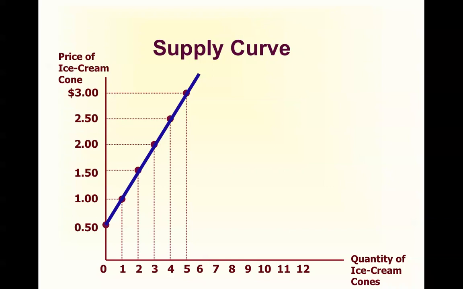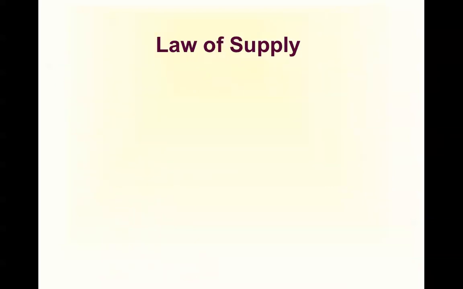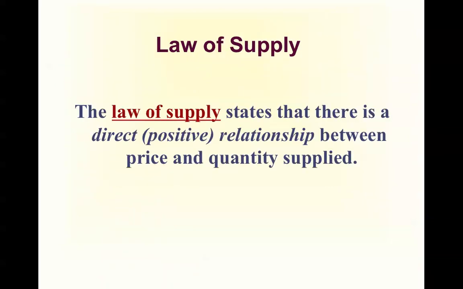And that corresponds to the law of supply. The law of supply states that there is a direct positive relationship between the price and the quantity supplied. So this is not an inverse relationship as with demand, it is a positive relationship. Both variables are moving in the same direction, which makes perfect sense because the producer will only be willing to produce if he or she gets a higher price.